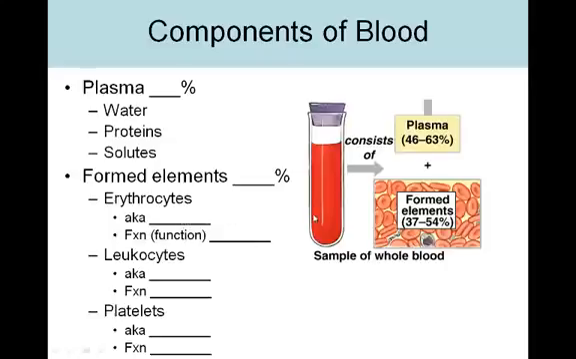The function of the erythrocytes is mostly to carry oxygen, but as you'll find out shortly, they do a lot of other things too. The leukocytes are also known as white blood cells, or WBCs, and their main function is to help fight and prevent infection. And last but not least are the platelets. Sometimes people will call platelets thrombocytes, and their function is to clot blood.